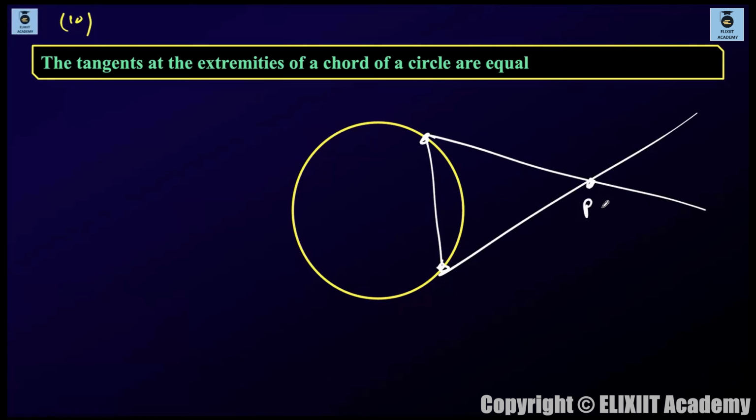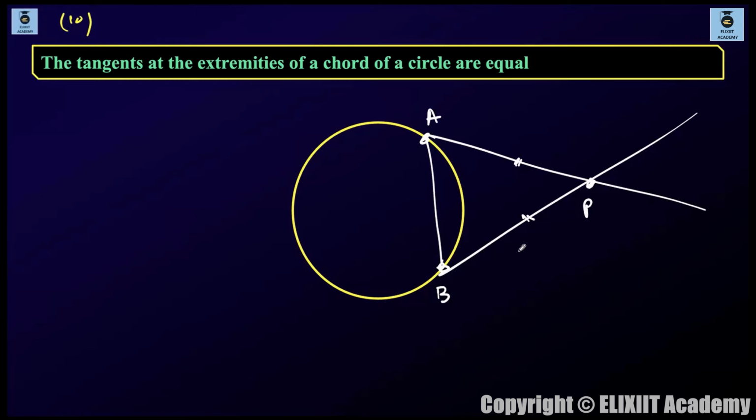Let's say that point is P. The tangents here, not the chord. The chord is fine, the chord is there. From the extreme points of the chord, we are having tangents, and the tangents are intersecting outside the circle. They are saying the tangents at the extremities of the chord are equal in length. Means this tangent and this tangent will be equal in length. That's the simple theorem. So you have the chord AB, so PA and PB are always equal.